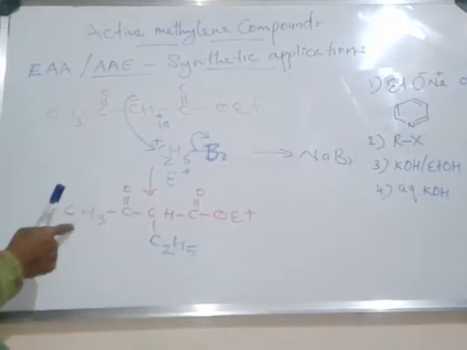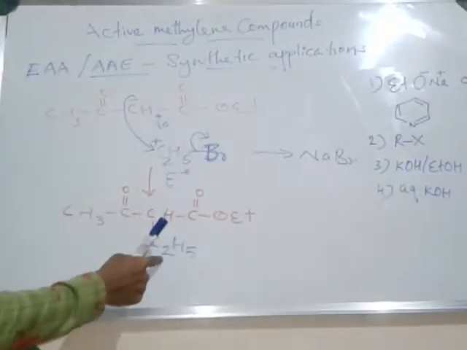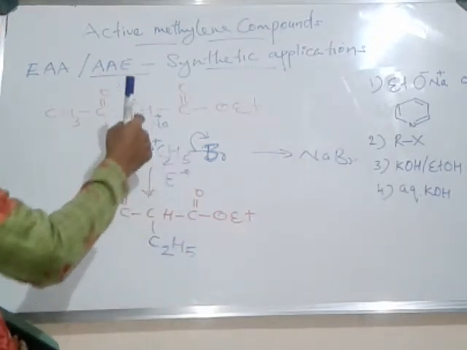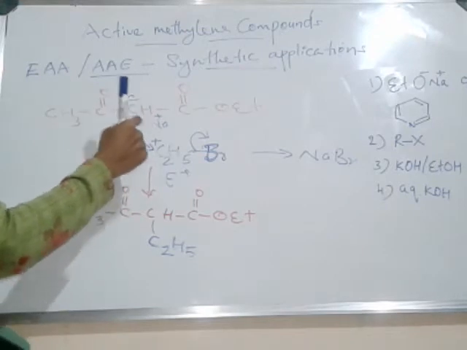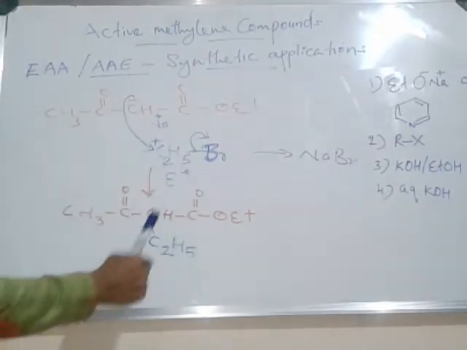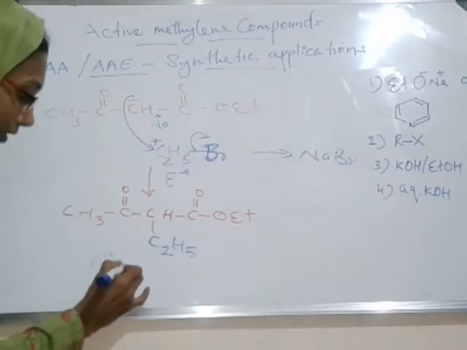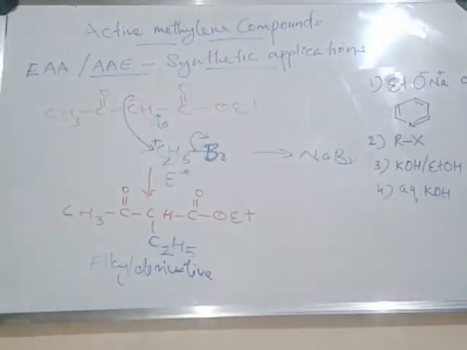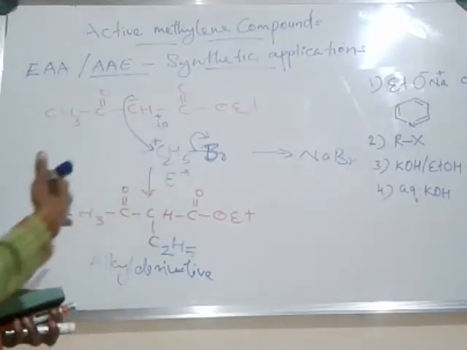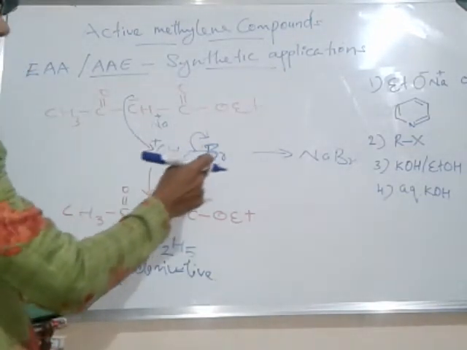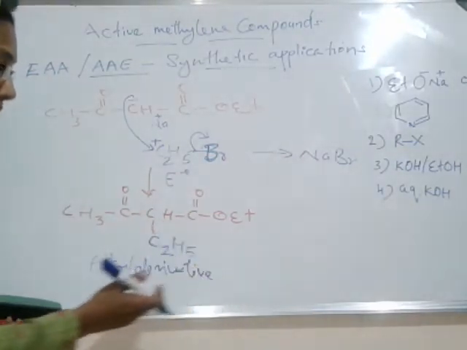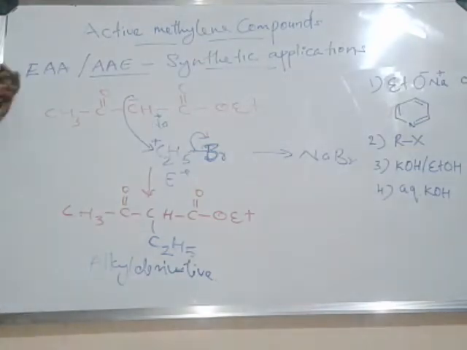Then we get the product CH3-C(=O)-CH(C2H5)-C(=O)-OEt. That is, C2H5 has a plus charge, and it forms a bond with the negative charge of this carbon, and the alkyl derivative of the EAA is formed. So by selecting this alkyl halide we can prepare a large number of alkyl derivatives of the EAA.